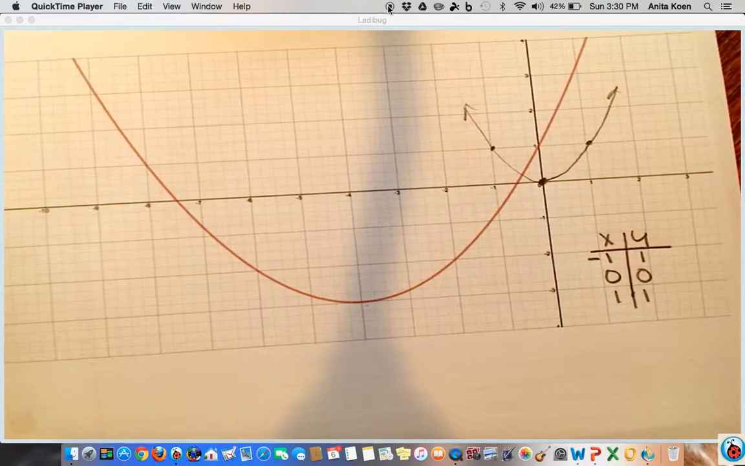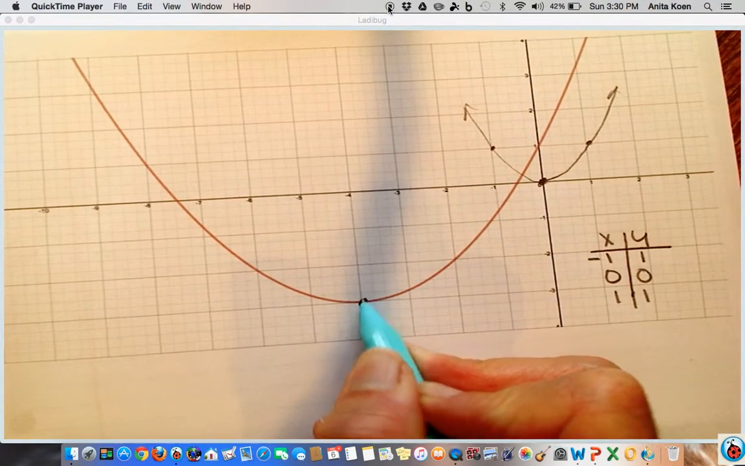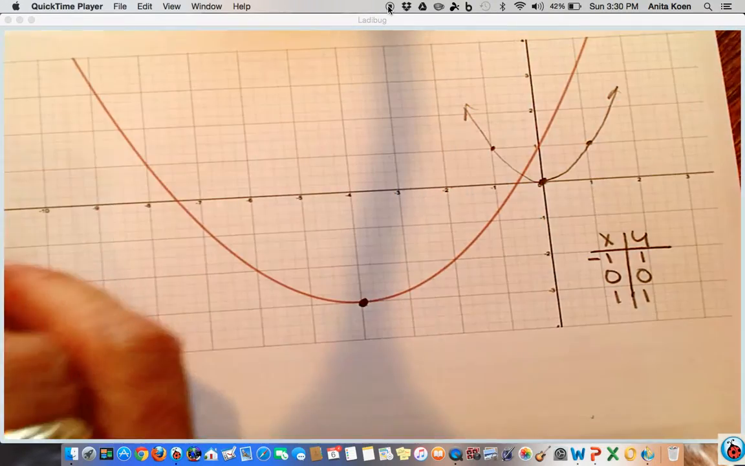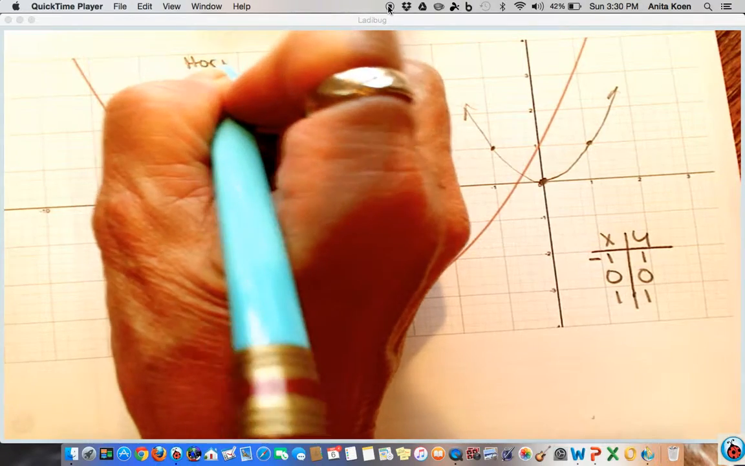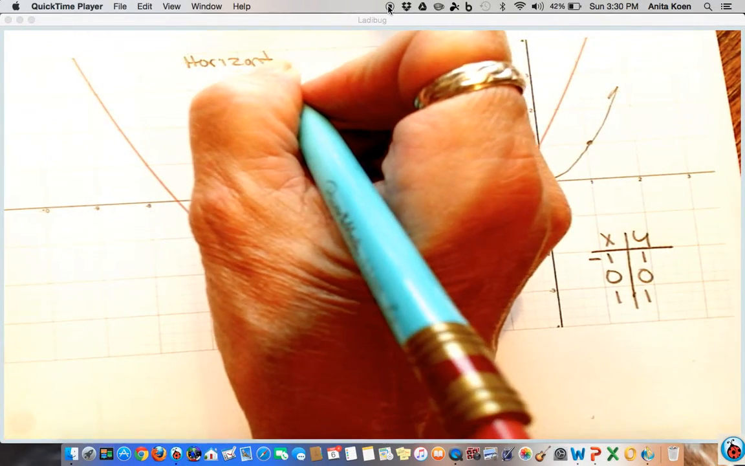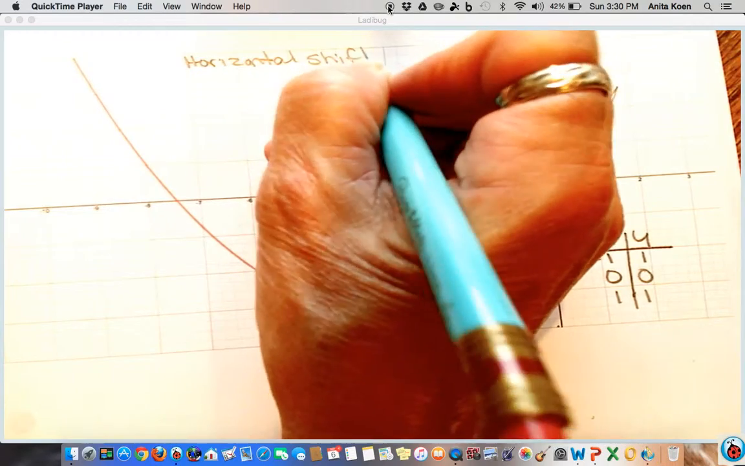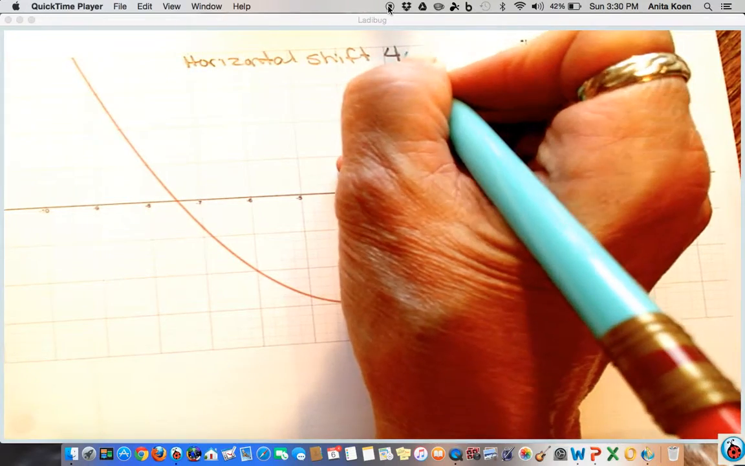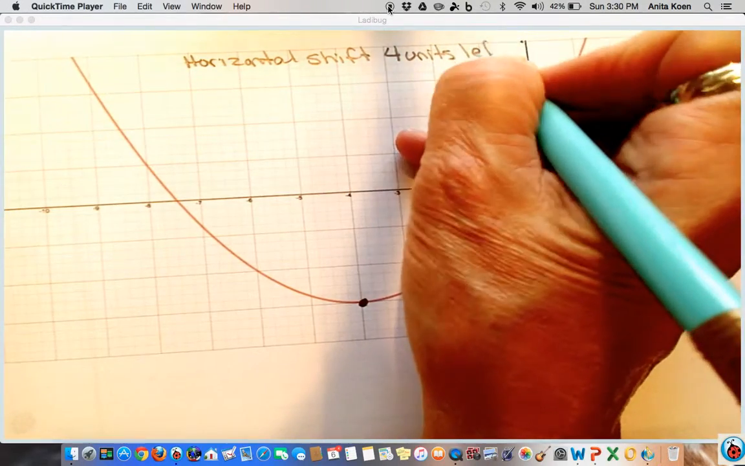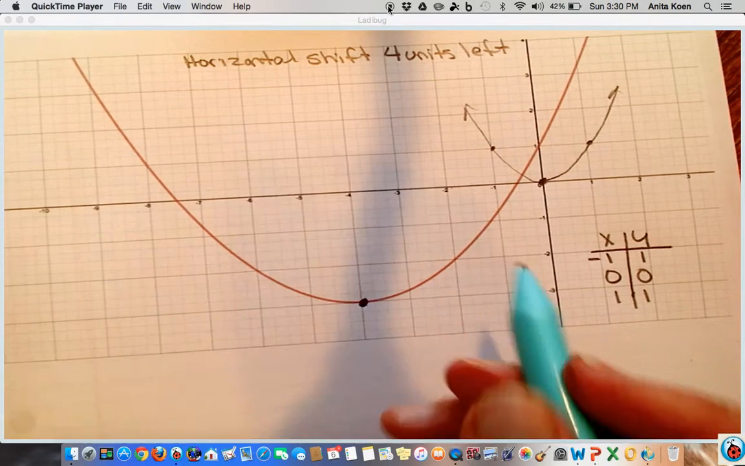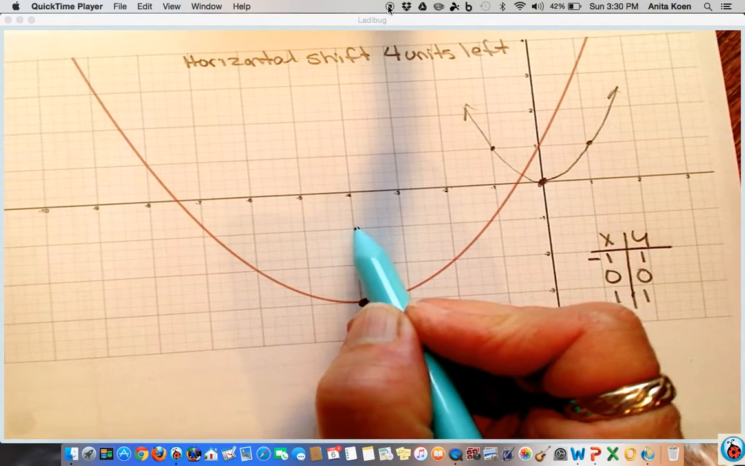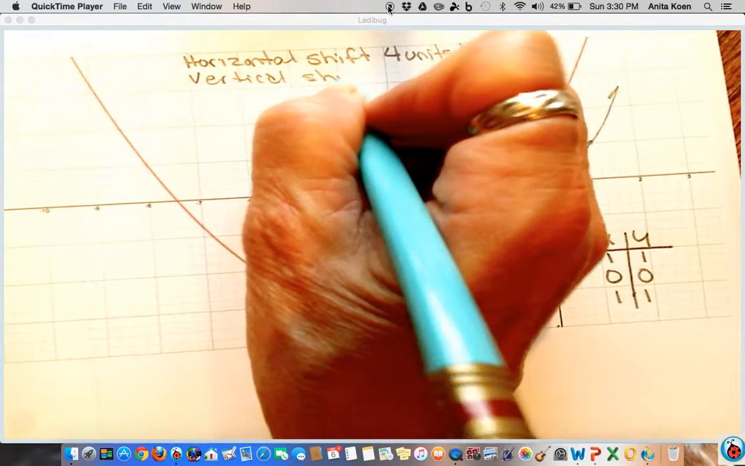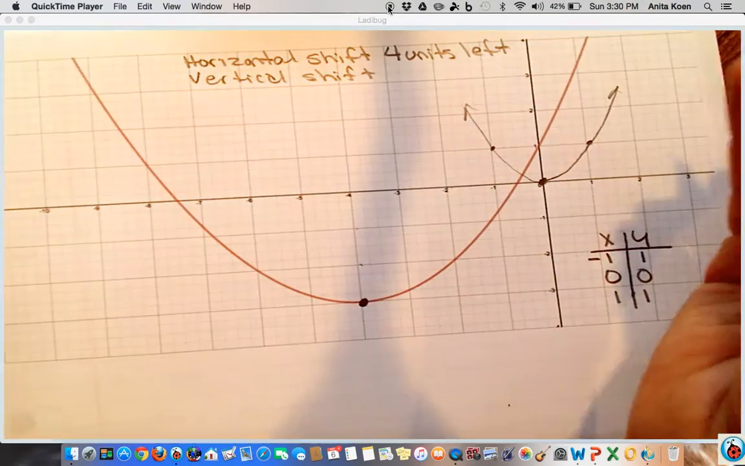Okay? So now what I have to do is say, okay, here's my new vertex. What have I done to get here? 1, 2, 3, 4. So I'm going to write them right up here. This is a horizontal shift. And I forgot what I said. 1, 2, 3, 4. 4 units left, or left 4 units. I don't care which way you say that. And then from there, I went down 1, 2, 3. So a vertical shift 3 units down.